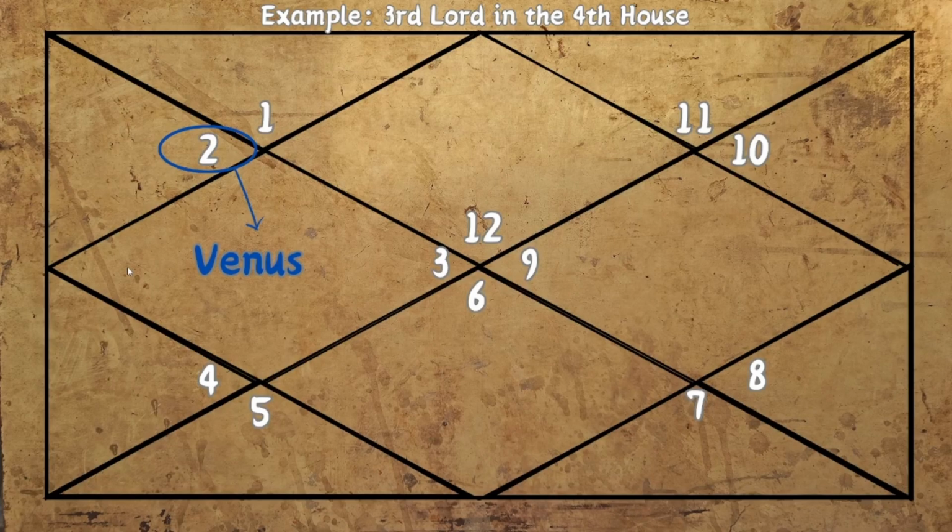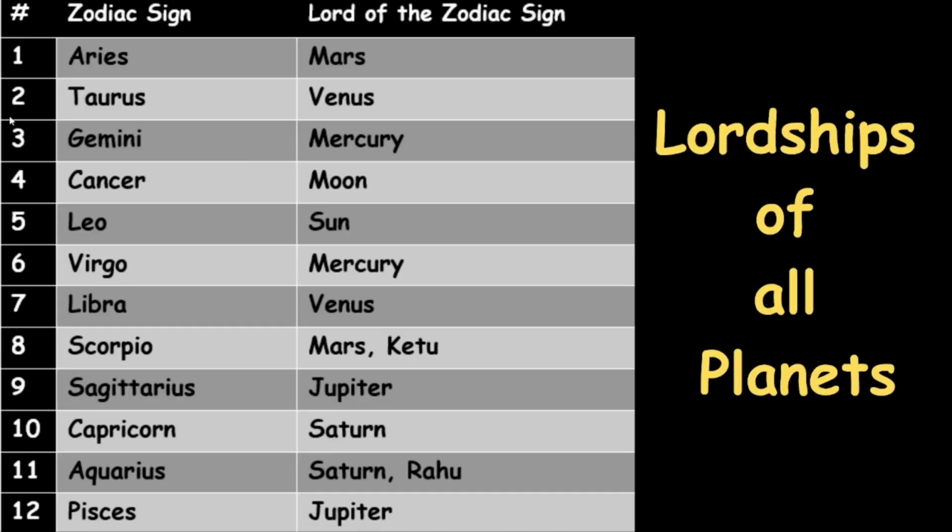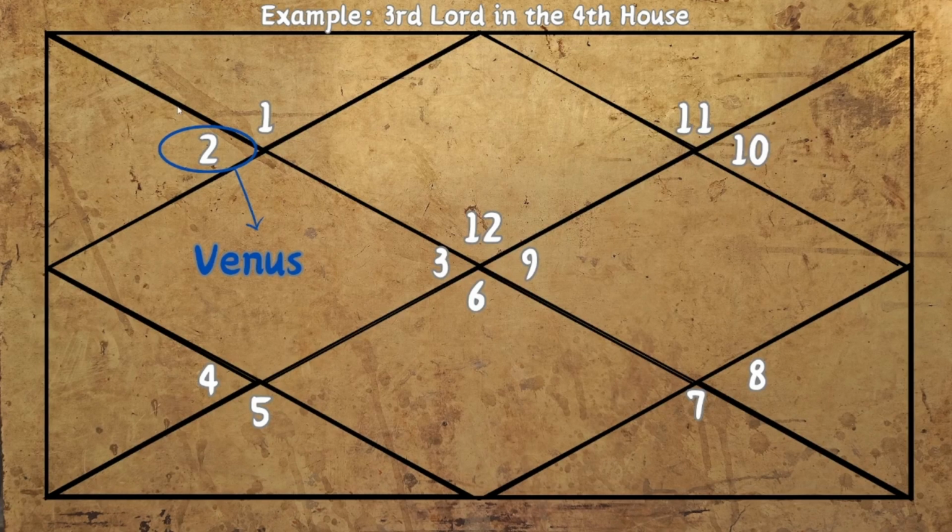Now let us try to understand that with an example. For example, if in your chart the third lord is in the fourth house, how do you conclude that? If you see, this is the first house where 12 is written, this is the second house where 1 is written, and this is the third house where 2 is written. Now what is 2? If we look at the table, 2 is nothing but the Taurus zodiac sign. And who is the lord of Taurus? It is Venus. So you will say the lord of the third house is Venus.